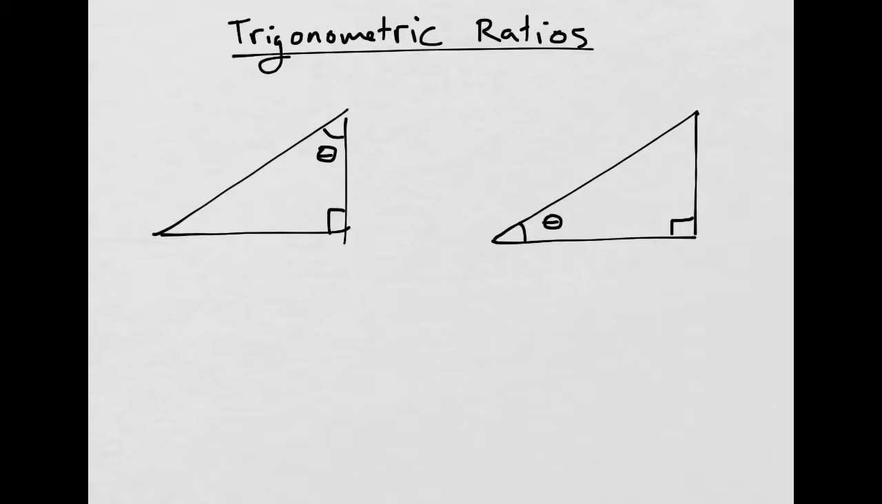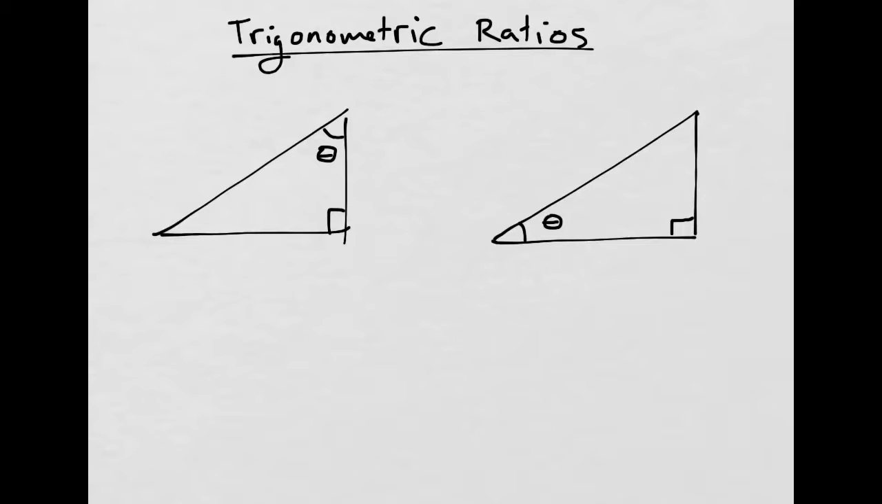Okay, we're going to look at first some basic definitions of trig functions, trigonometric functions, and they're going to be defined by ratios in right triangles. So we're only going to be looking at right triangles for this, and these are very important to have memorized because they come up all the time.